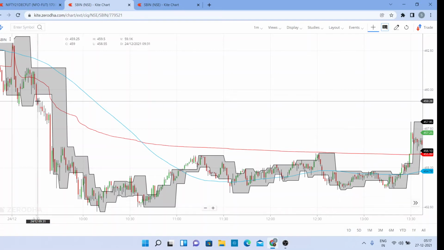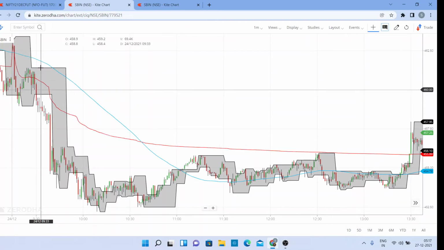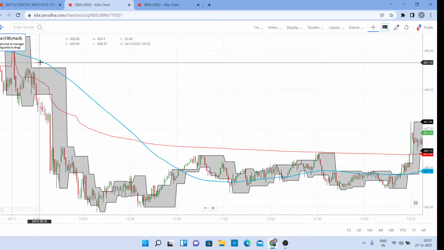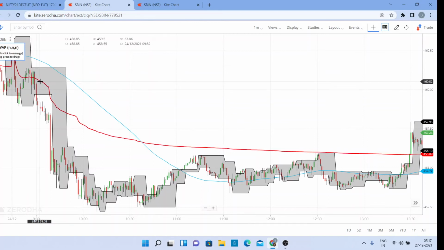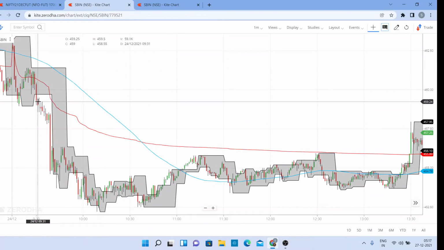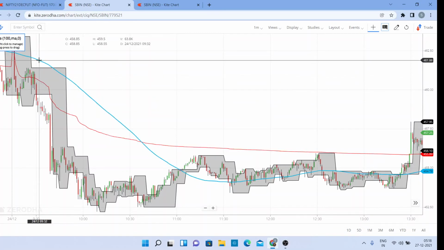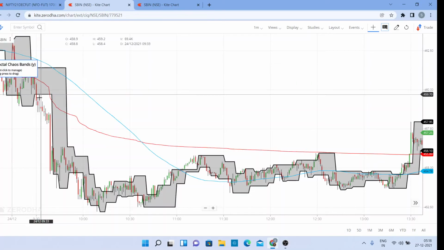So I would rather enter here because my bands are narrowing down, and then I have both the conditions meeting here in terms of price being below VWAP and EMA of 100. So now here my entry point is 459.25 with a stop loss of 461.9, which is around 2 rupees 30 paise of stop loss.